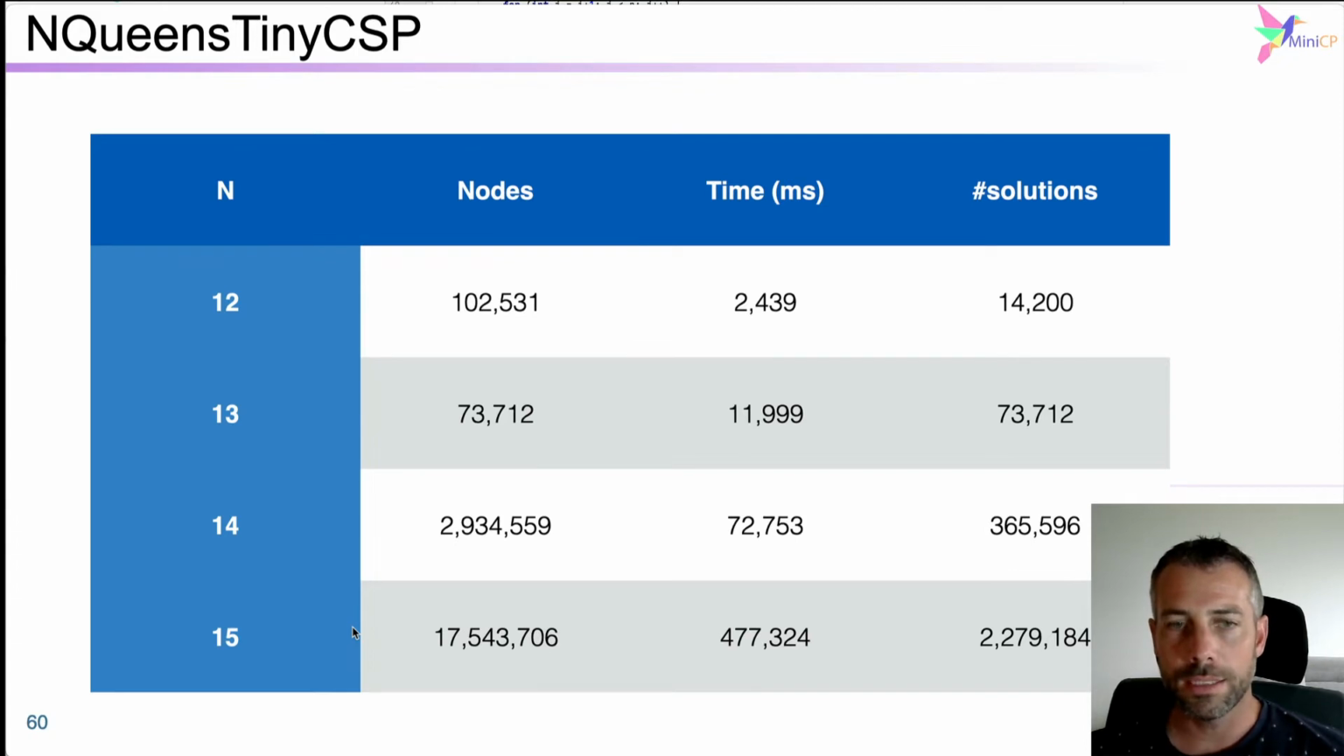For the n-queens TinyCSP, that's slower than the previous approach. It's about 10 times slower than the previous approach. But still, we managed to solve the problem also for the 15 queens problem. It's just that we spend much more time in each node. And let's identify what are the sources of inefficiency for this TinyCSP approach.